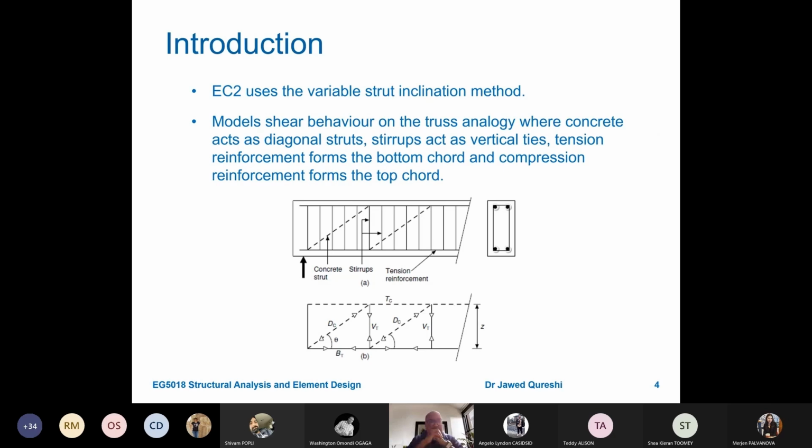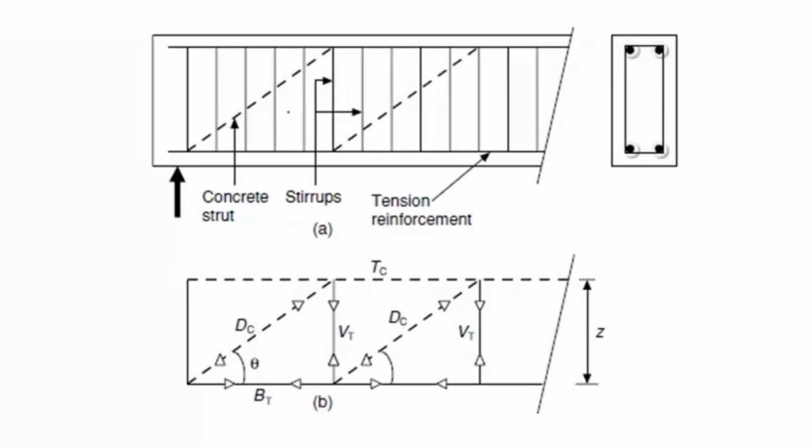Now, Eurocode 2 uses the variable strut inclination method. In these models, the truss analogy is used, where concrete acts as diagonal strut and stirrups act as vertical ties. So the dotted line that you see here, these are concrete struts, and the stirrups that you see here, these are vertical ties. These stirrups can be inclined to 90 degrees to the compression struts as well, but this is not the normal situation. Normally we use these as vertical so that they cross the path of the concrete compression strut.